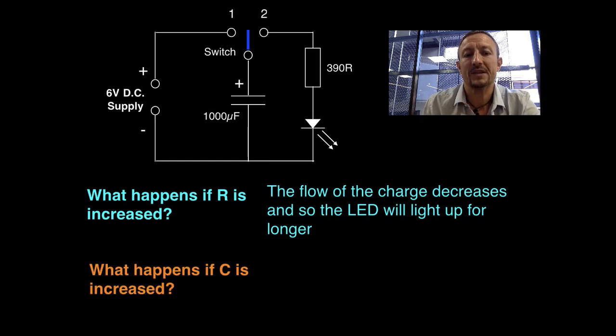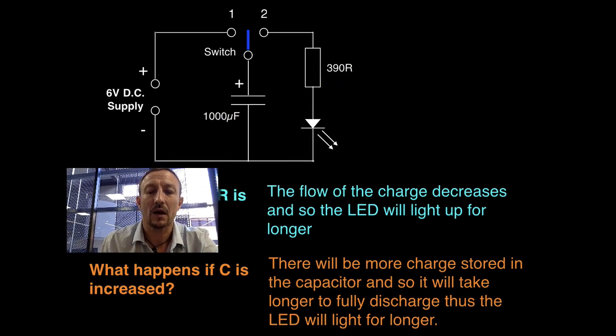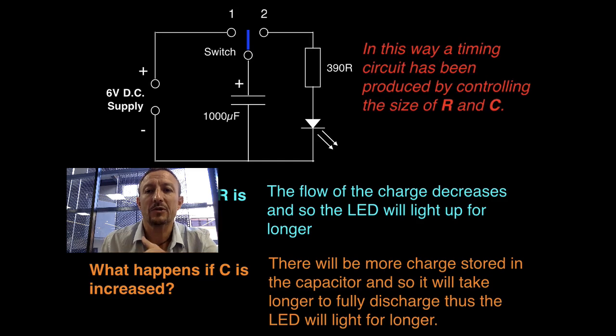Now also what happens if we increase the capacitance? If we increase the capacitance, basically that means we make the capacitor bigger. We make the water barrel bigger. If we have the bigger water barrel with the same resistor, although we've got the same hole, we've got a lot more charge which has been stored. So as a result, the capacitor will take longer to fully discharge, and again, the LED will light for longer. As a result, we've produced a timing circuit between the resistor and the capacitor. This is known as an RC circuit.